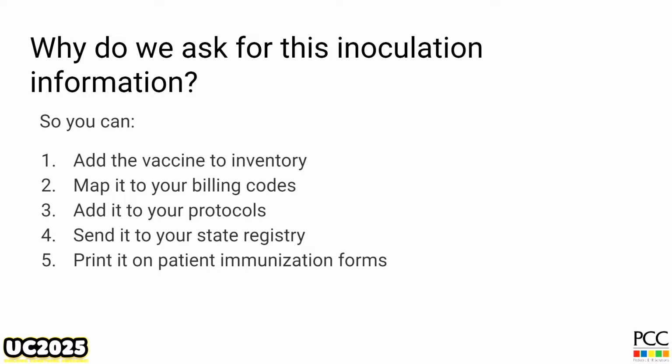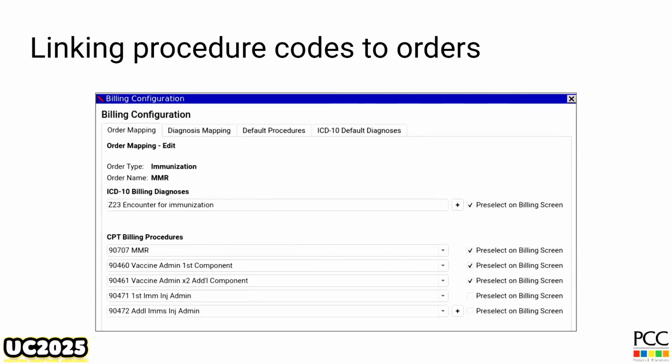So why do we ask for this information? One is so you can add that in properly and make sure that it's working correctly. We're also verifying that you've got this set up to map to your billing codes, making sure it is going to be added to your protocols, and sending it to your state registry, as well as making sure it prints on the immunization forms.